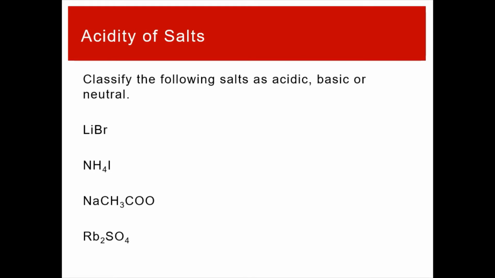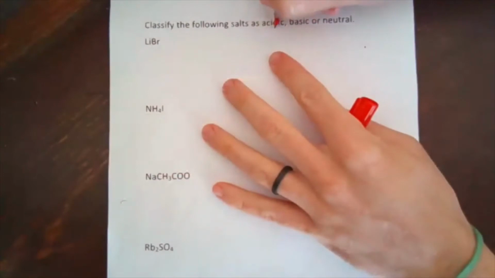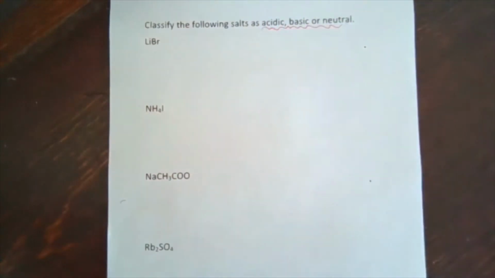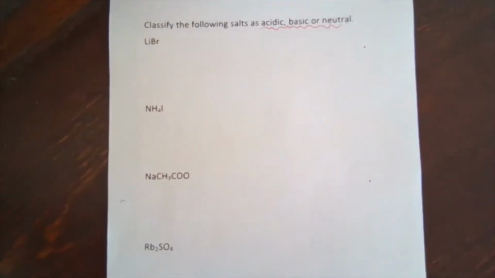Let's do some examples. Classify the following salts as acidic, basic, or neutral: LiBr, lithium bromide, NH4I, ammonium iodide, NaCH3COO, sodium acetate, and Rb2SO4, rubidium sulfate. So we want to identify salts that can be acidic, basic, or neutral. And in order to do that, really the main part of that is figuring out what the ions are. We know that these are all salts, so they're going to separate out into the individual ions, and then we want to diagnose each ion. Each of the ions can potentially be acidic, basic, so on.